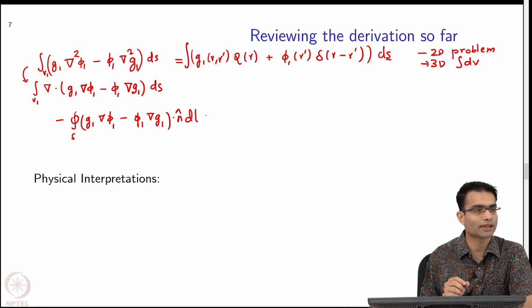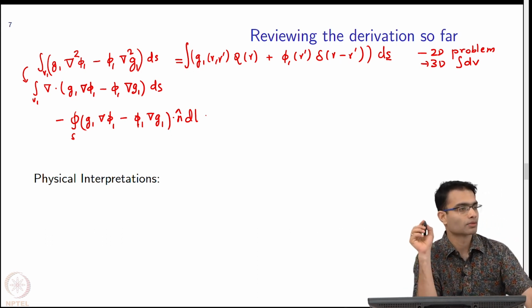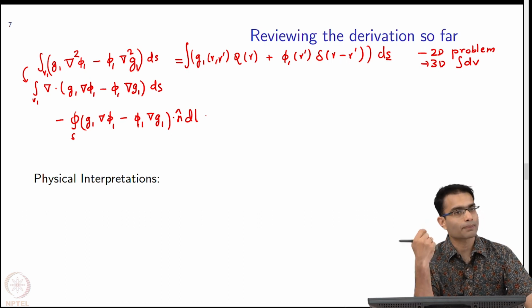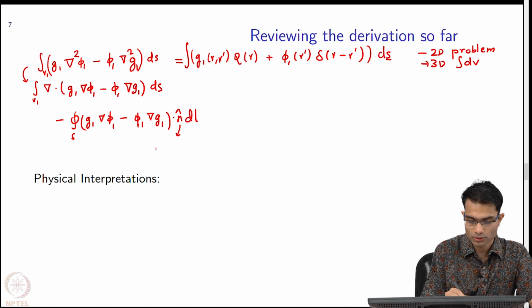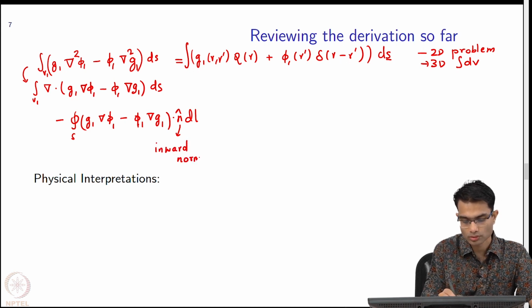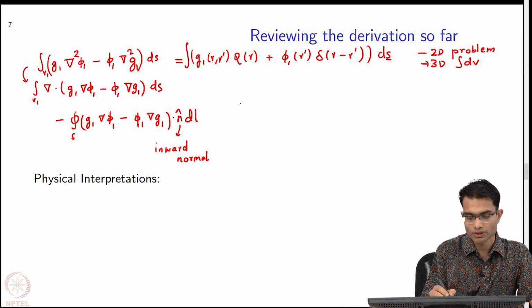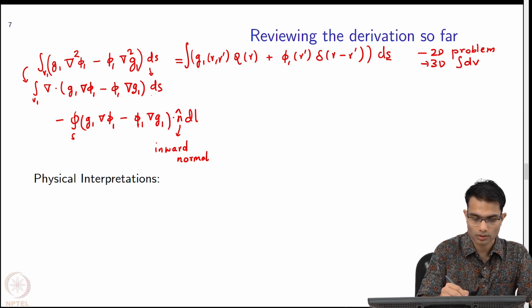Okay. So that was the left hand side. That minus sign came because we chose n cap as the inward normal, not outward normal, okay. So this was due to convention. Okay. So this was the left hand side, right.